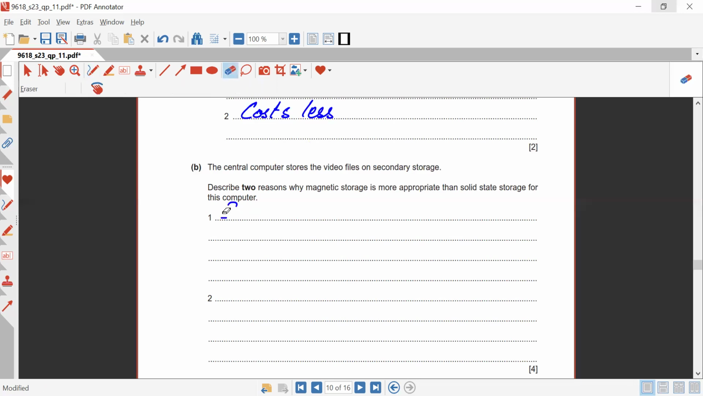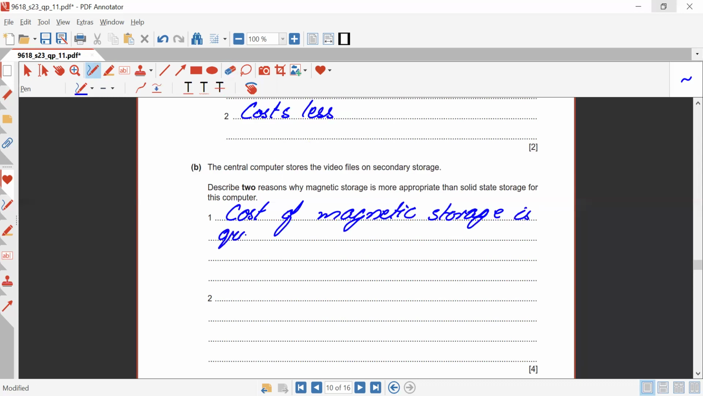Or you could write it down in this manner. Cost of magnetic storage is quite low in comparison to solid state drives. Sorry, I wrote the spelling wrong.